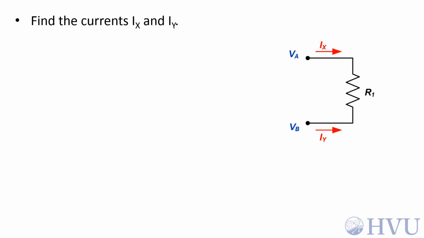In this example, we want to find the currents Ix and Iy. Again, these are defined positive in opposite directions, so they should differ by a negative sign. One should be the opposite of the other. We aren't given values for voltages and resistances, so in this particular case, Ix and Iy will be a function of VA, VB, and R1.